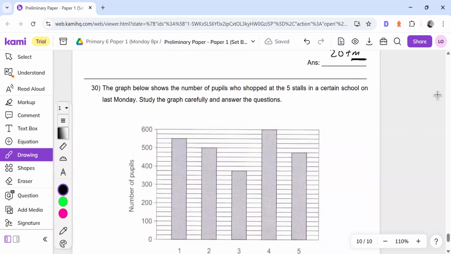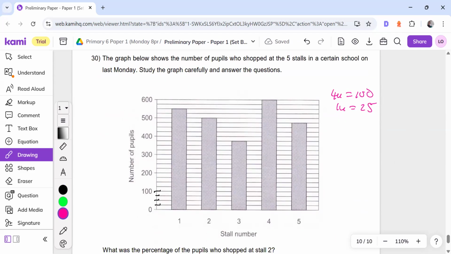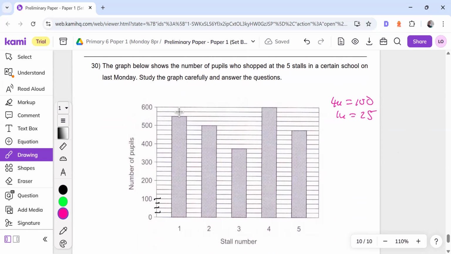Question 30, bar graph. Bar graph, count the gaps, because if you don't count the gaps, you will think that there are 5 lines, but there is only 4. So don't assume that there are 5 units, because in this bar graph it is 4 units, which is 100, and then 1 unit is 25. This tall one is 500 plus 25 plus 25, that will be 550.